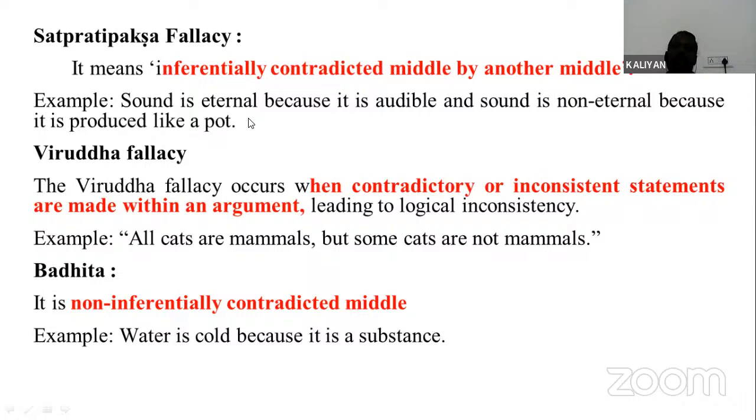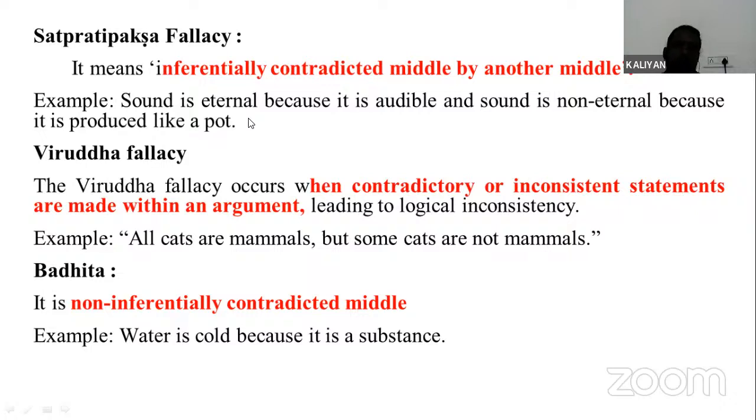Say, for example: sound is eternal. We cannot change the chant. That is because it is audible. That is a fallacy of the Satripriti fallacy. Or sound is non-eternal because it's produced like a pot. So this is a Satripriti Paksa fallacy.